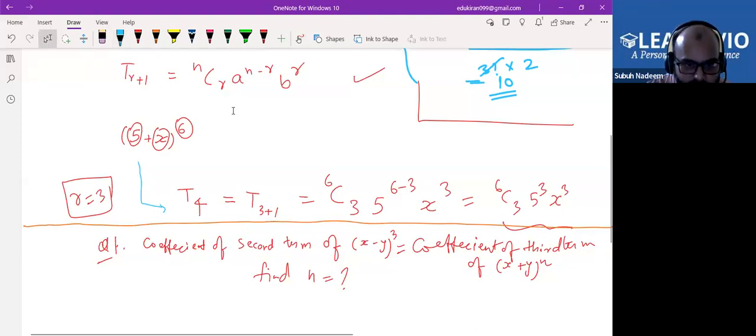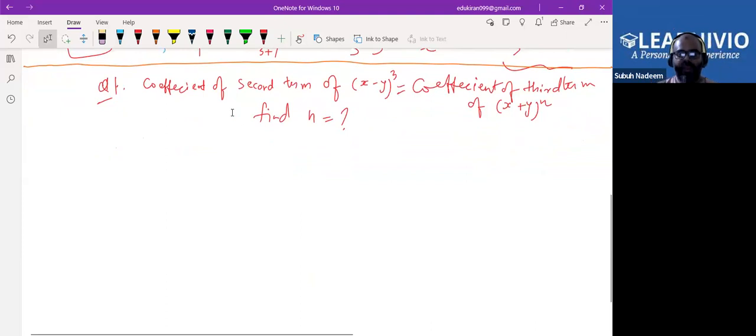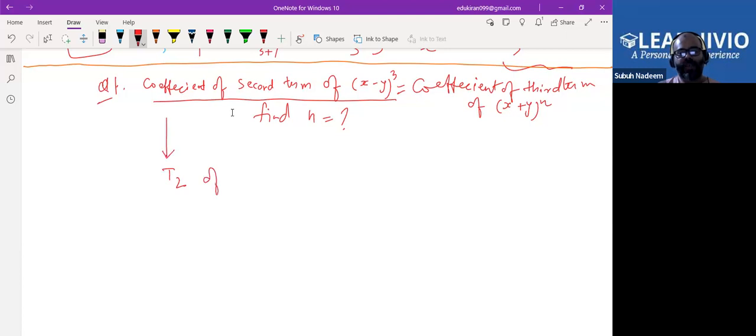I hope you have written this. Now, when we try this question, can you tell what is the coefficient of the second term of (x minus y) whole cube? First, try to find out what is the second term of (x minus y) whole cube. So this is T of 1 plus 1. What will be that? That will be nCr, n is 3, so 3C1, r is 1.